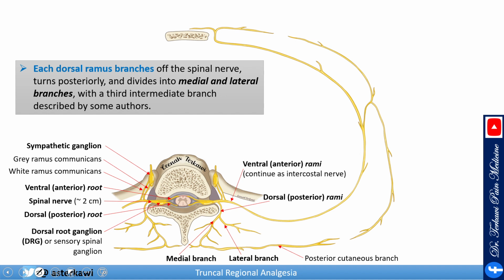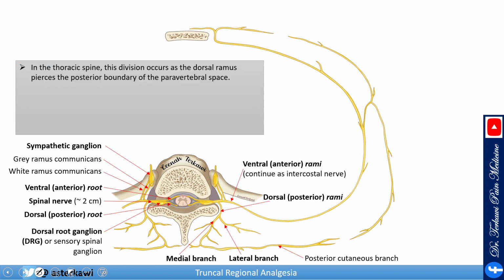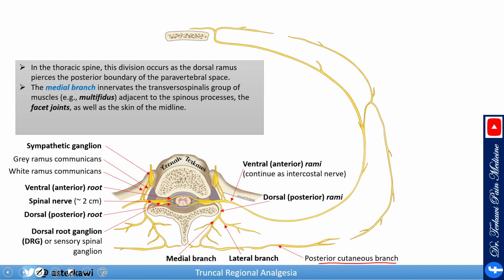Some references also add an intermediate branch. The lateral branch here, and then the medial branch also bifurcate to give you the posterior cutaneous branch. In the thoracic spine, this division occurs as the dorsal ramus pierce the posterior boundary of the paravertebral space.